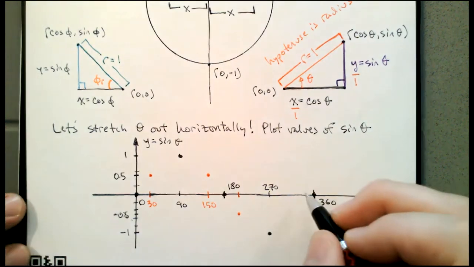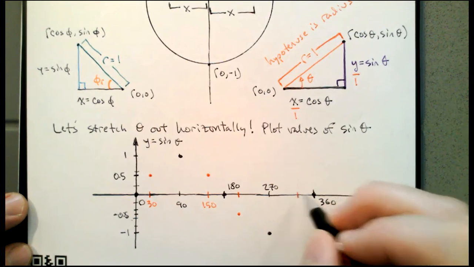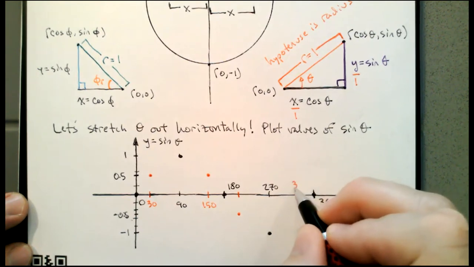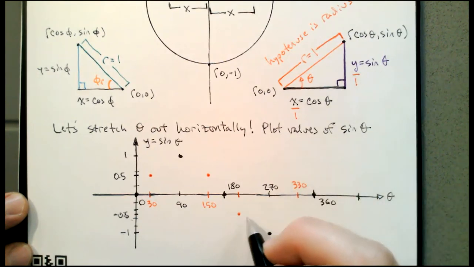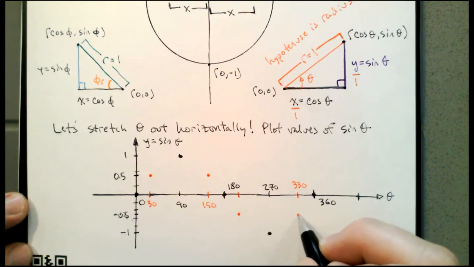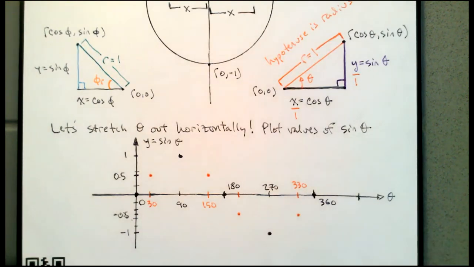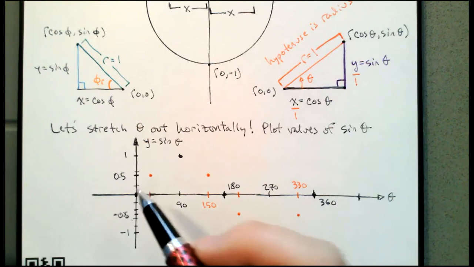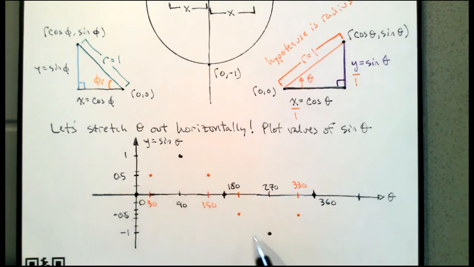And then finally at 330, we have a 30 degree reference angle, which gives us a value of 1/2. And sine is negative in the fourth quadrant because y coordinates are negative in the fourth quadrant. So there's all our 1/2 and -1/2. Here we see sine going up and then down and then up again.